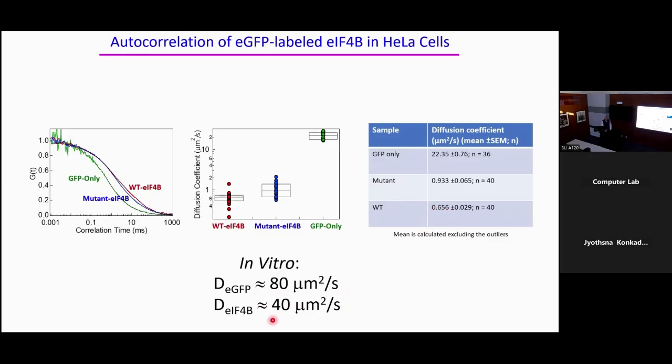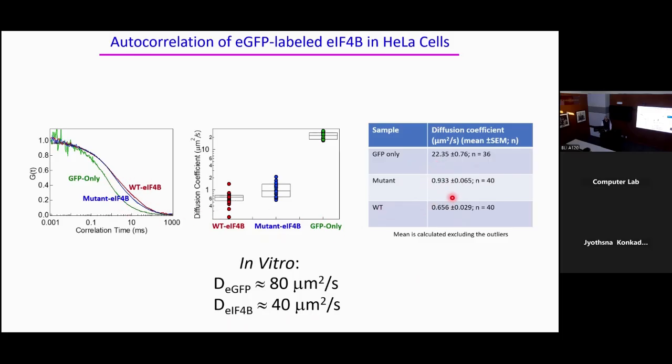Well, if we divide that by 4, suppose the viscosity of a cell is slowing down diffusion, and crowding is simply the cause of slowing of the GFP. If that applies to the EIF4B, then 1/4 of this 40 micrometers squared per second should be 10. But actually we measure 0.6. So there's a big slowing of the EIF4B, much more than what is expected from just the crowding in the cell. And very satisfyingly, the mutant diffuses faster, which you can see here in the FCS, in the slow component of this.